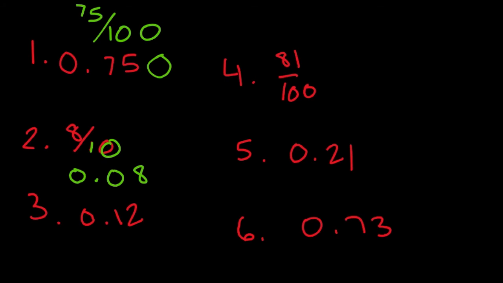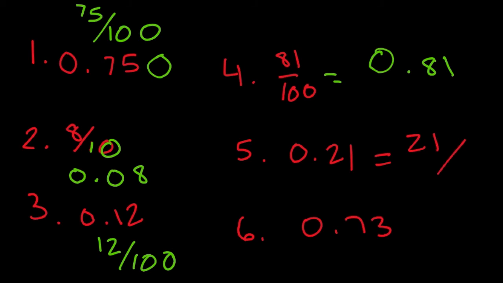So 0.12 would be 12 hundredths. That's your answer for number 3. Our answer is 12 hundredths. And then for number 4, 81 hundredths would be 0.81 as our answer. And number 5, 0.21 would be 21 hundredths. And then for number 6, 0.73 would be 73 hundredths.